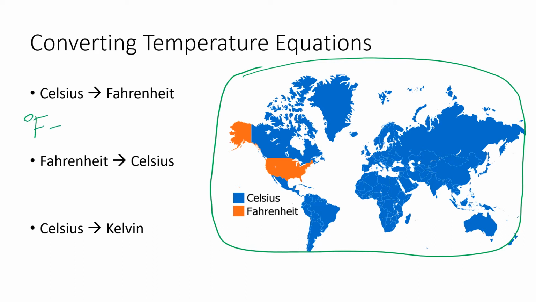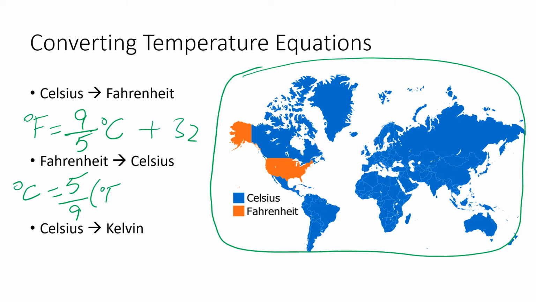Alright, so to convert Celsius to Fahrenheit, here is the equation. Degrees Fahrenheit equals 9/5 times degrees Celsius plus 32. Fahrenheit to Celsius, so that means I'm trying to find Celsius. So to get Celsius, I do 5/9, and in parentheses it will be degrees Fahrenheit minus 32. And to convert Celsius to Kelvin, so I'm trying to find Kelvin, you got to add 273 to Celsius.